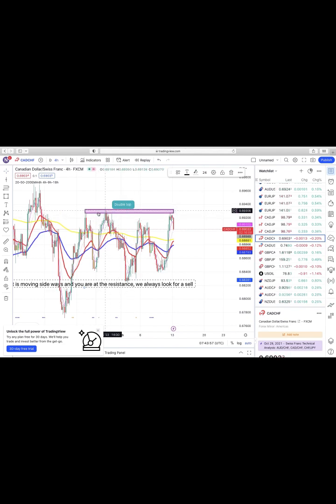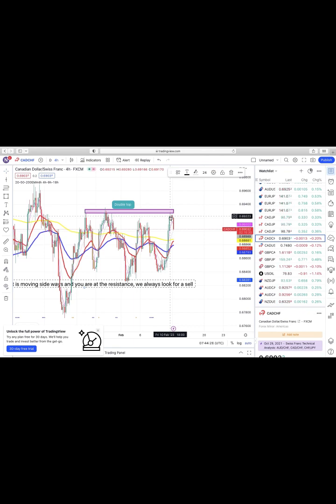This one was the first point of price, and the second: it goes down, comes back, never reaches the support, and then comes back up and reaches the resistance. What are you looking for here? You're just looking for confirmation of a sell.